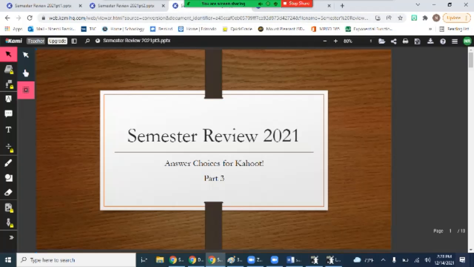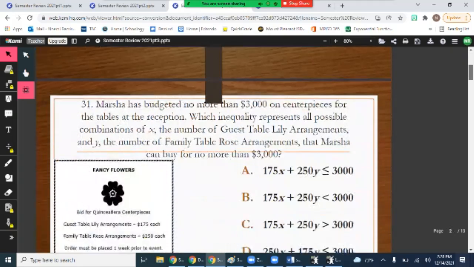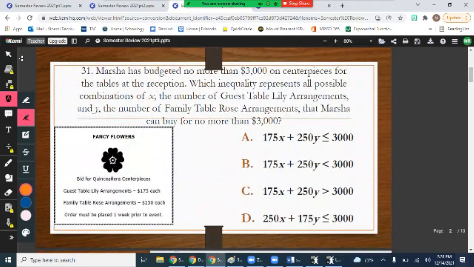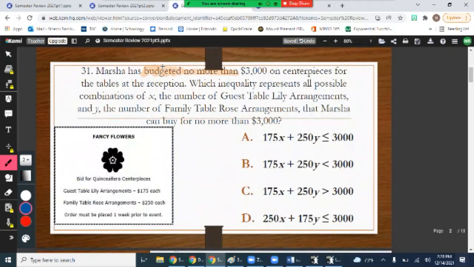No, moving on. 31, there is a key word, very important key word. What is it? Very in the first sentence. Yeah, you can use that, but I was actually looking at budget. They budgeted no more than. Budget is a limit. Remember, we talked about going on vacation and you having to budget your $300 that you saved. So budget, it's a limit.